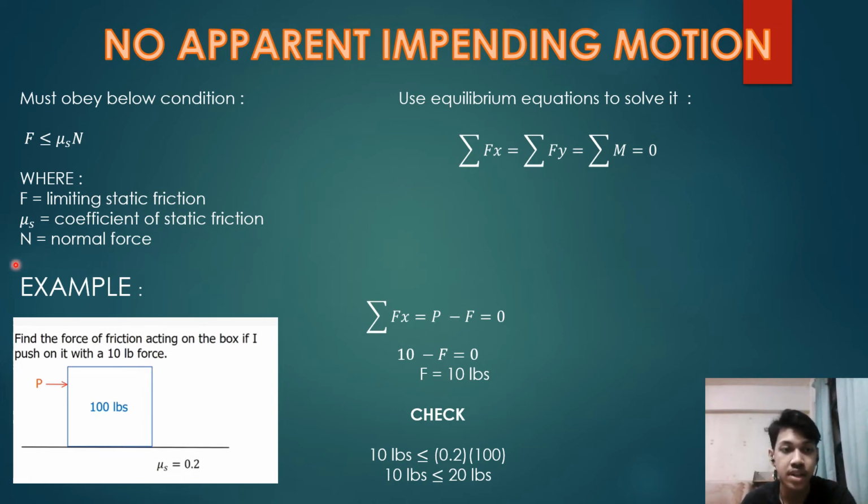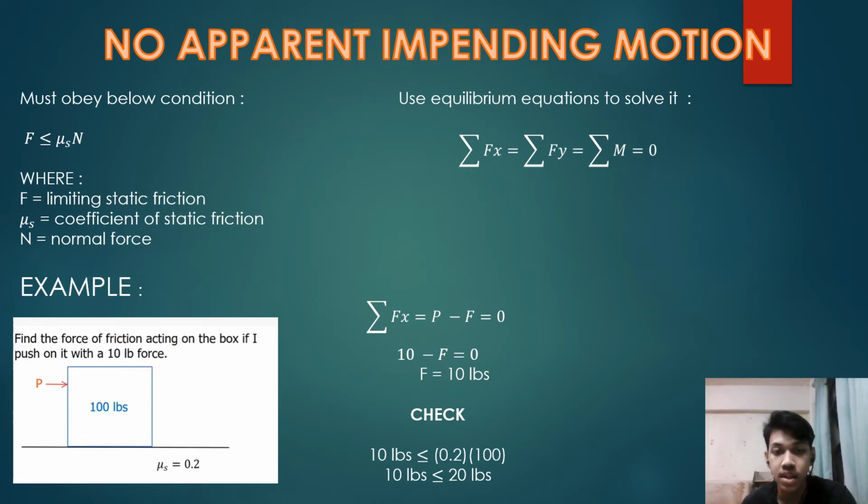So right here we have one example: find the force of friction acting on the box if I push on it with a 10 pound force. Basically we have the diagram right here, where the coefficient of static friction is 0.2. Here we just use the x direction, we don't use the y direction, because the push is only forward, only involving the x direction.